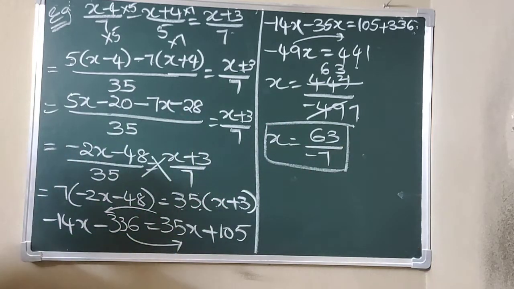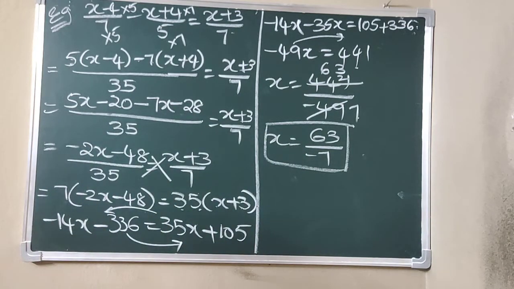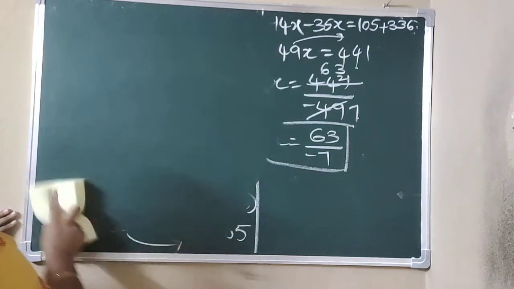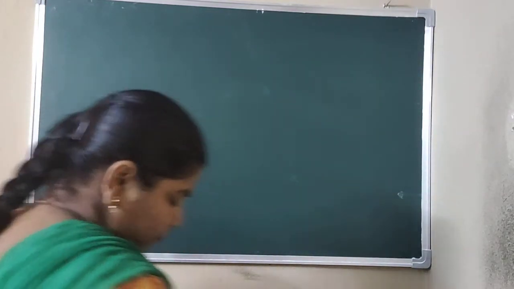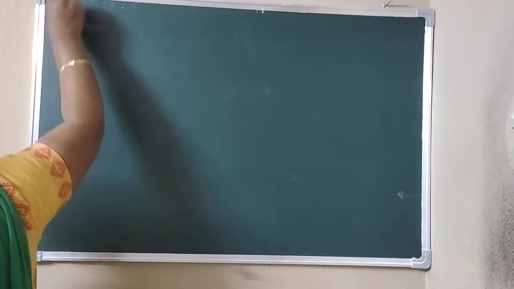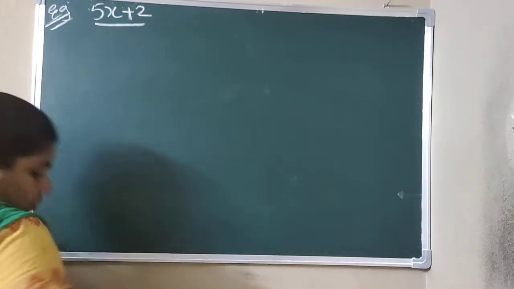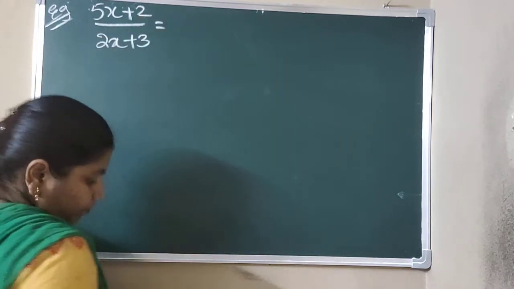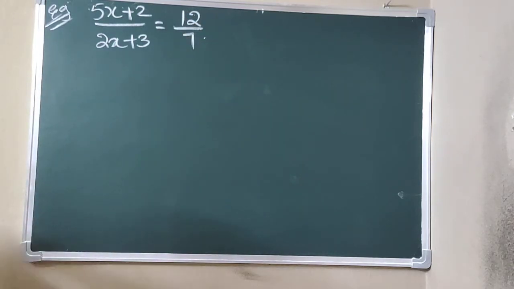So this is our next example. So next one, solve the equation (5x plus 2)/(2x plus 3) is equals to 12 by 7. So this is our next example. So we have to find the x value.